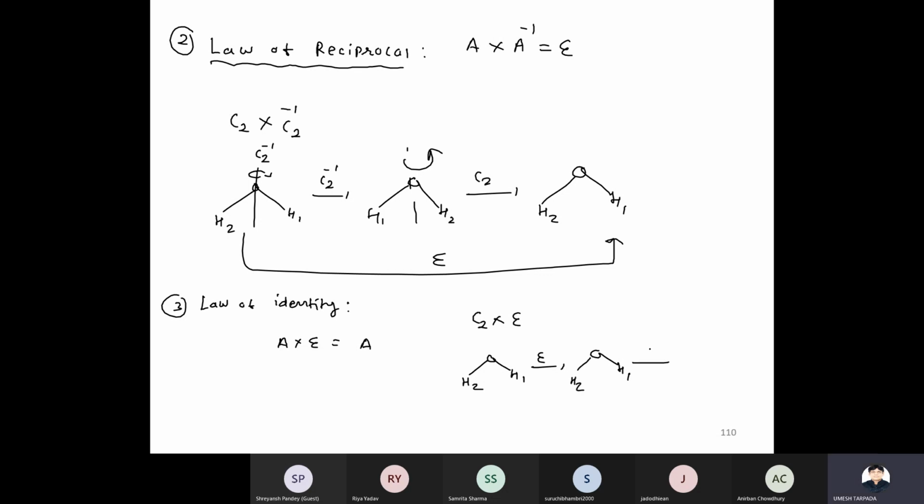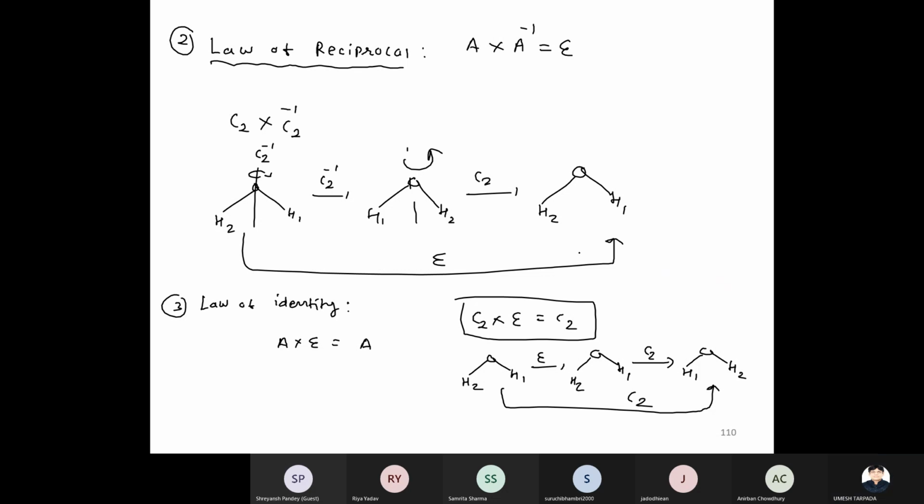उसके बाद आप C2 process करोगे, so यहाँ H2 आ जाएगा, यहाँ H1. So the result you are getting directly by the C2 operation. So means you can multiply E with any symmetry element, the result remains the same. Result does not change. So this is called law of identity.